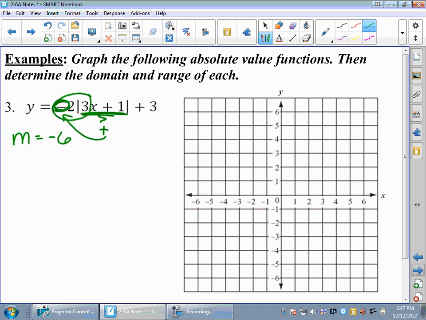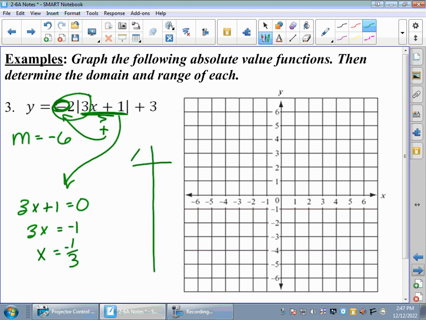So let's do the same thing we did before. We got to take the value 3x plus 1 and set it equal to 0. Do a quick little calculation, and x is equal to negative 1/3. That is the x coordinate on my vertex. I don't know why I'm making the table. I'm not going to use the whole table.